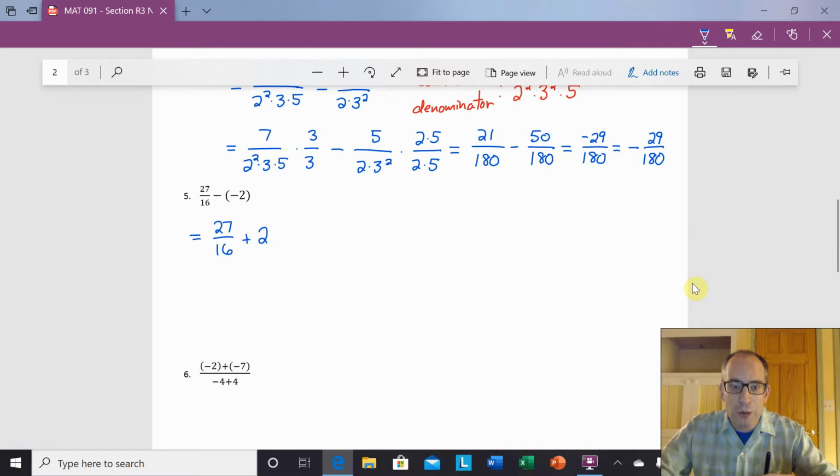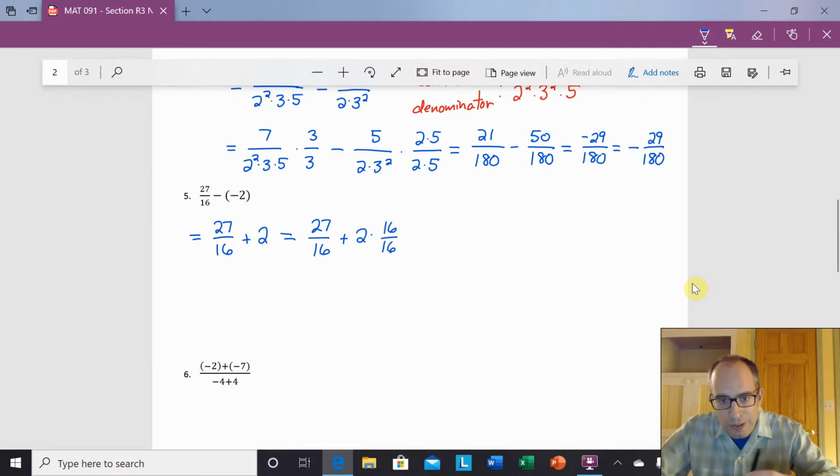But then we need a common denominator. So here the denominator is 16. Here effectively it's 1, right? Because 2 is 2 over 1. So then I'm going to say, all right, well then this is 27 over 16. And in order to get the common denominator, I'm going to have to multiply by 16 over 16. So 2 times 16 over 16.